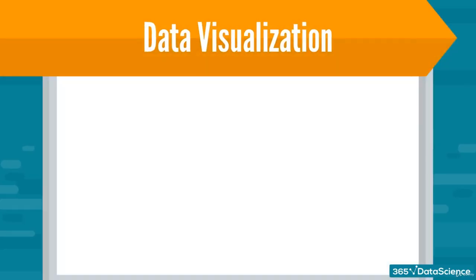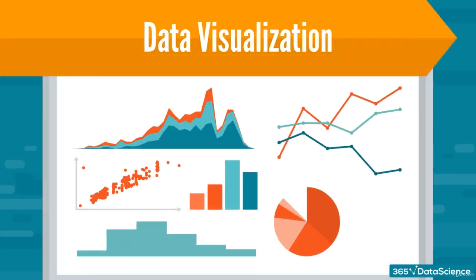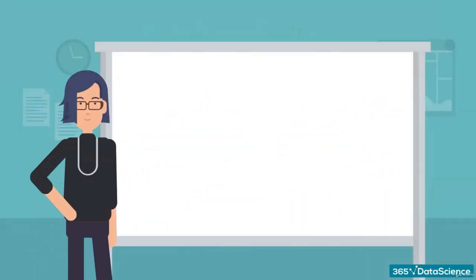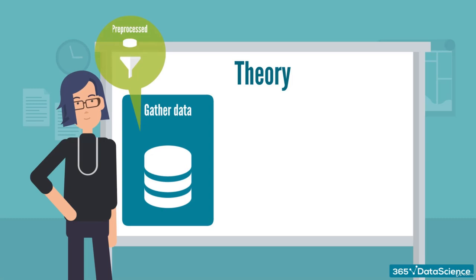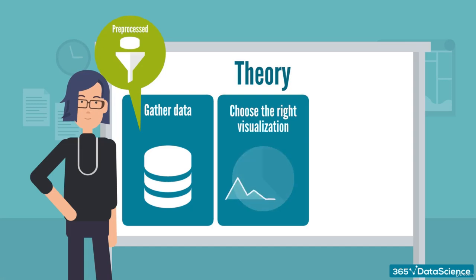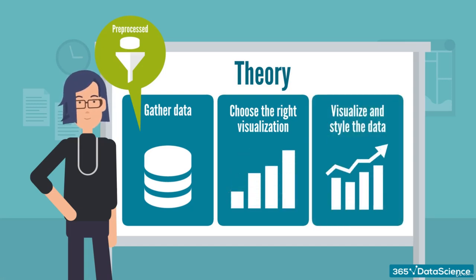Welcome back to the data visualization part of the course. As with any important topic, let's start with some theory. The process of visualizing data usually involves the following steps. First, you get some data. For simplicity's sake, let's assume the data is already pre-processed and ready to be visualized. Second, you choose the right visualization. Third, you actually visualize the data and then style and label the chart.